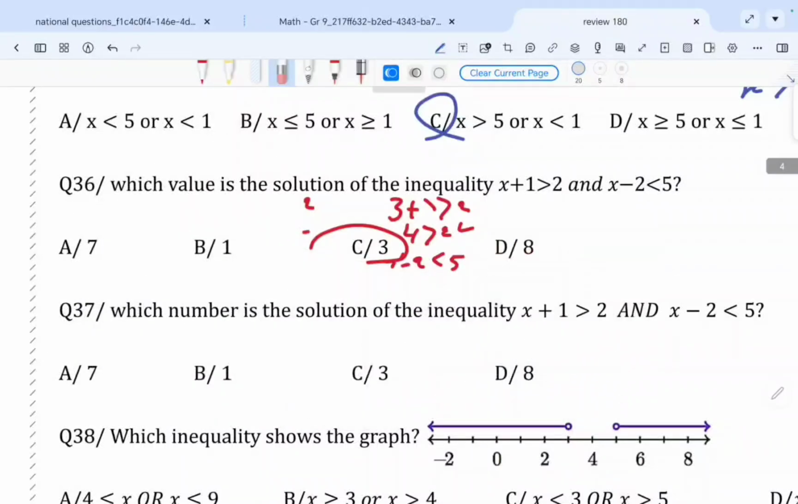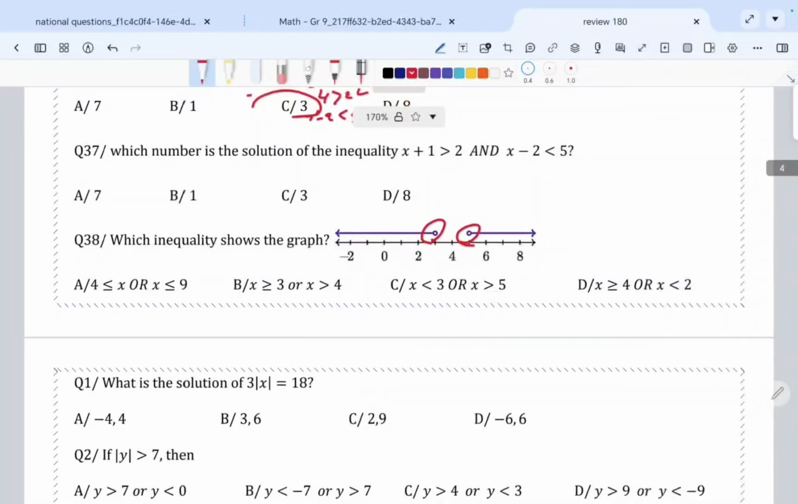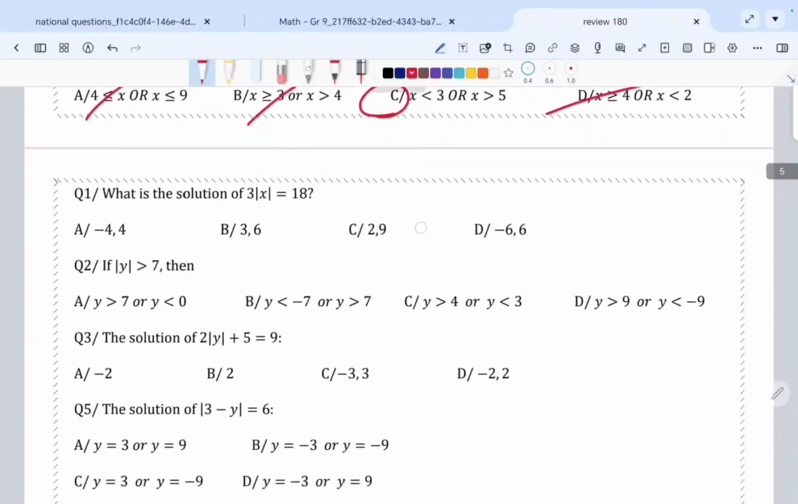Okay. Question 38. Which inequality shows the graph? You can decide it just by your eyes. As you can see, here it's open. So there is no equal sign. This one has an equal sign. This one has an equal sign. Even this one has an equal sign with the inequality. Only C does not have. So C is the correct answer.